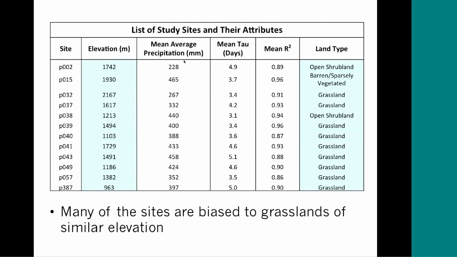And we're just going to focus on the elevation and the land types. So as you can tell from this chart, most of our data sites are grasslands, and they are at a pretty similar elevation. So we have a bias in our data that we found, that it was mostly grasslands, and they are of the same elevation.